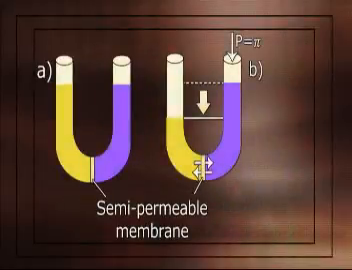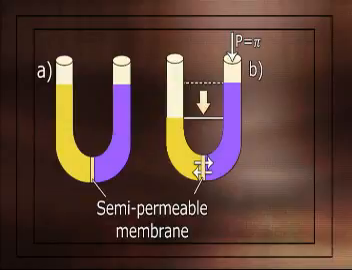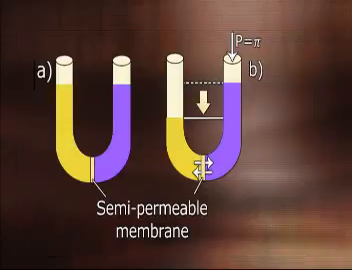Students, in image A of this diagram, there are two solutions that are on equal level. As you can see, the two solutions are separated by a semi-permeable membrane. In image B, you can see that the solvent molecules are moving through the membrane from the left side to the right side. This movement causes a shift in the liquid levels in the two arms. Eventually, this difference in pressure will become so large that the net flow of solvent molecules will stop.